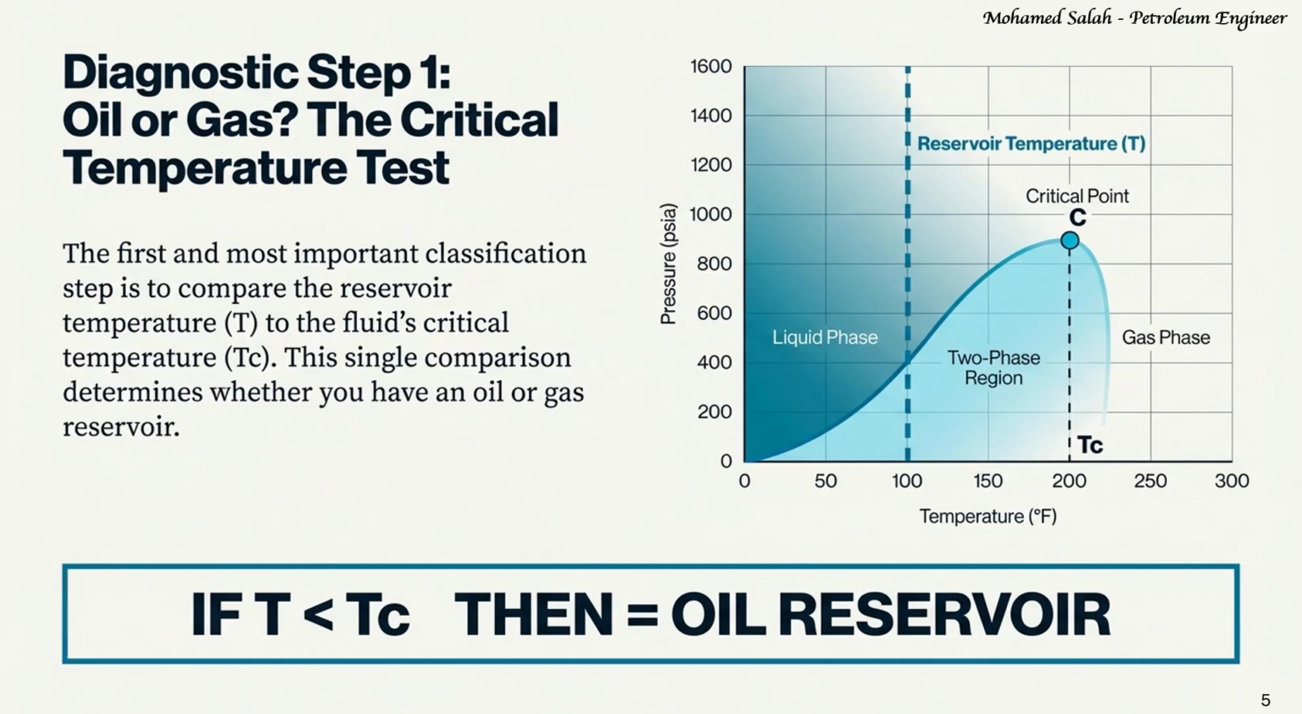If the reservoir temperature, T, is less than the critical temperature, Tc, the reservoir is classified as an oil reservoir. This is because the reservoir temperature line intersects the phase envelope on the left side, meaning the initial reservoir pressure, pi, is on the bubble point curve or to the left of it, placing the fluid initially in the liquid or two-phase region. This is the path for black oils, volatile oils, and low-shrinkage oils.